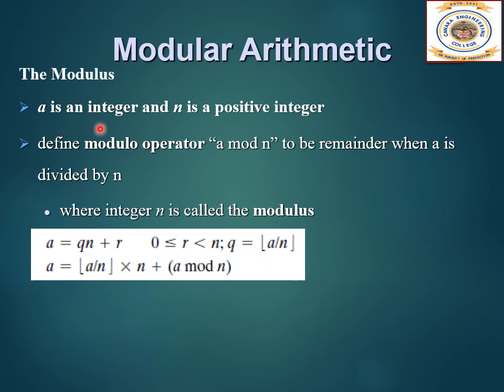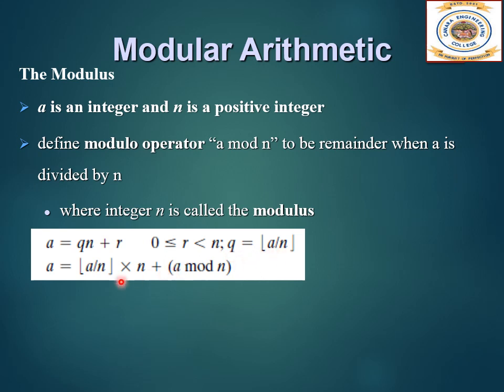If a is an integer and n is a positive integer, we define a mod n to be the remainder when a is divided by n, where integer n is called the modulus. We have already seen from the divisibility theorem a is equal to qn plus r, where q is the quotient and r is the remainder, and r is greater than or equal to 0 and less than n. The quotient is got by dividing a by n.